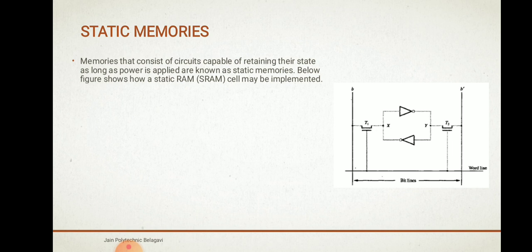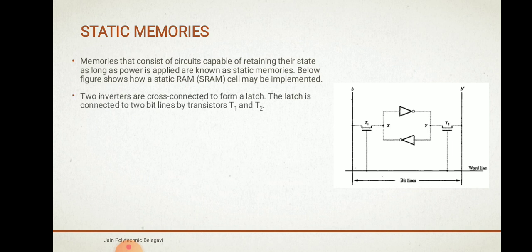in this memory, the circuits will be capable of retaining their state, that is, the state will be either low or high as long as power is applied. So as long as power is there, the state of the cells will not get changed, or the state of the circuit does not change. Okay, so the figure below shows how a static RAM may be implemented.